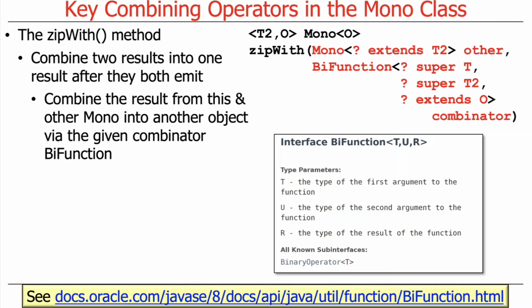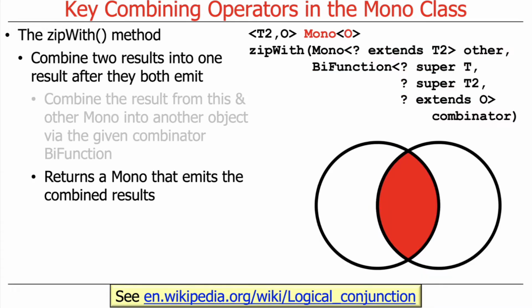m1.zipWith(m2), right? So you have two Monos, m1 and m2. And then we also pass in something we call a combinator. And it's going to be a BiFunction, which, as you can recall, takes two parameters and returns a single result. So this basically returns a Mono that emits the combined results. So you can think of it as a logical conjunction. And that should be very familiar to you after doing the CompletableFuture assignment, because we had one of those there as well. It just had a different name, called thenCombine.